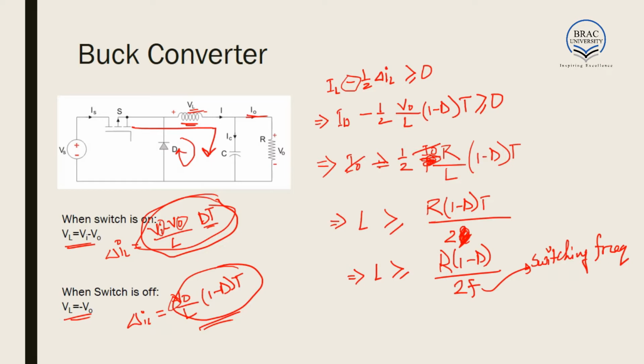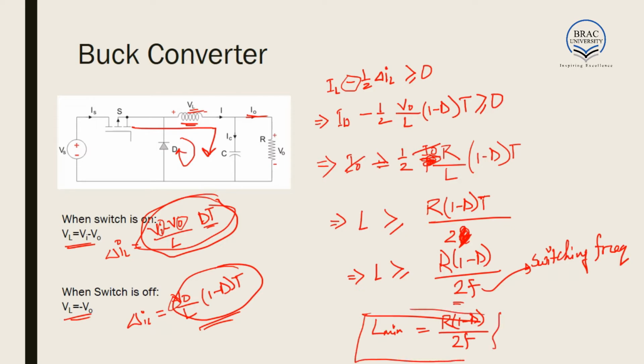F is the switching frequency. That is, it depends on the time period of the switch that we are using, or the circuit that we are using. So from this, our value of inductor has to be greater than or equal to this value. So we can write our minimum value of inductor that we require is equal to R (1 minus D) divided by 2f.